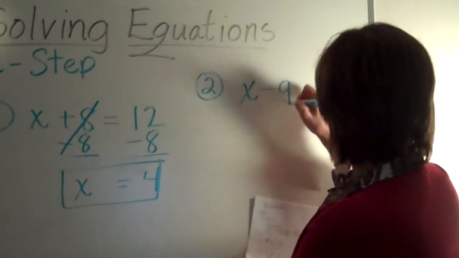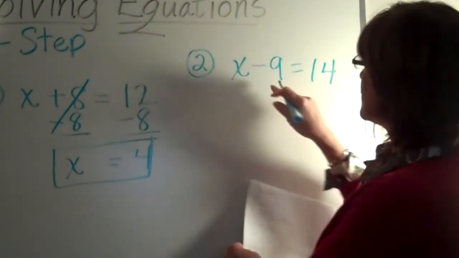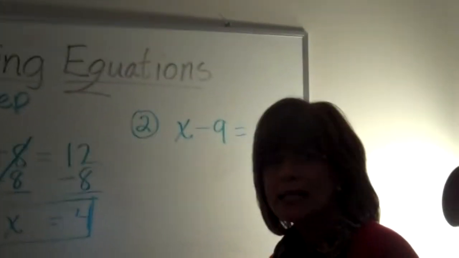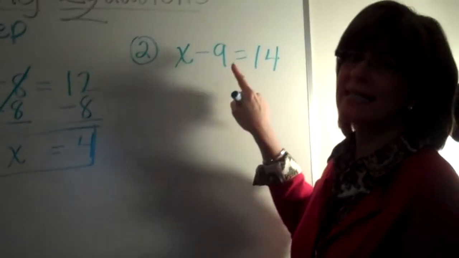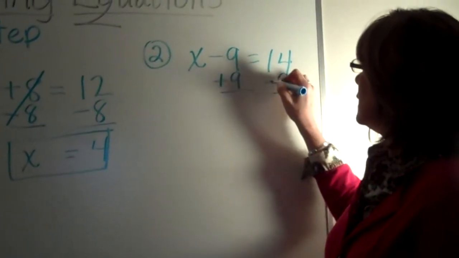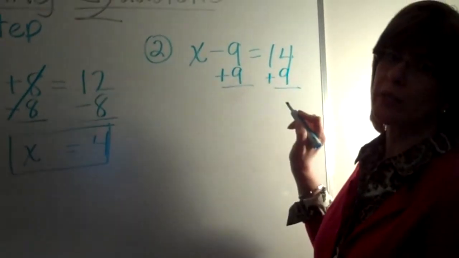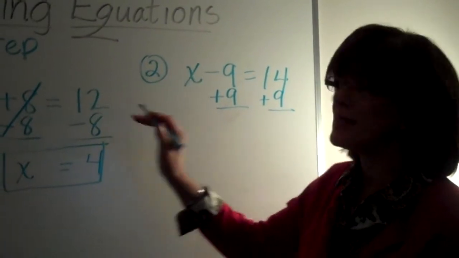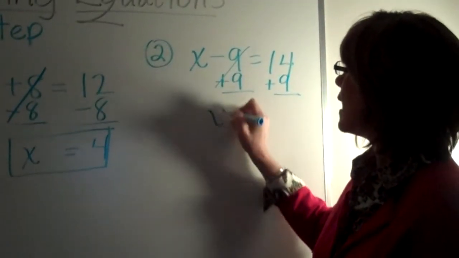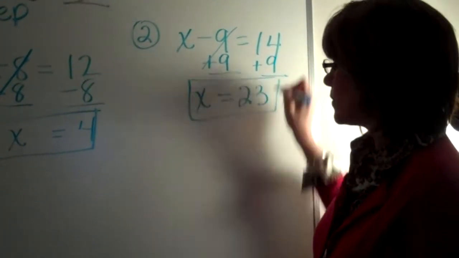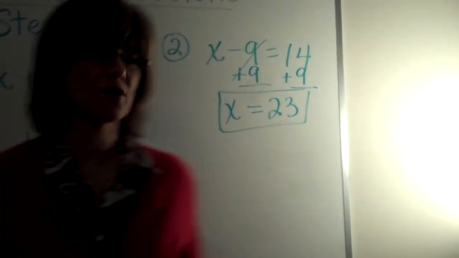Let's try another one. This time we have subtraction in here. So to isolate our variable, we want to get x by itself. We want to get rid of minus 9. And we're going to do that by adding 9. You always want to show what you're doing to both sides. Remember, the goal is to get x by itself by balancing the equation. We're crossing this out. 14 and 9 is 23, and we love to put that little box around our answer.